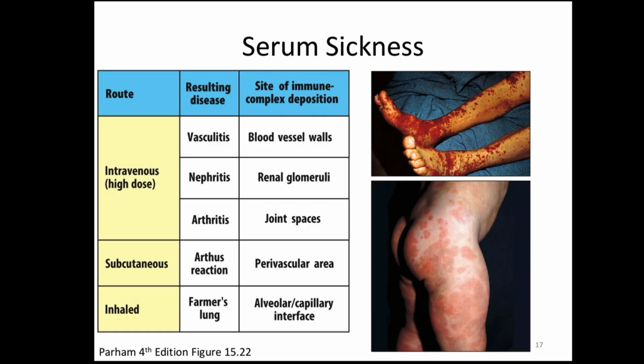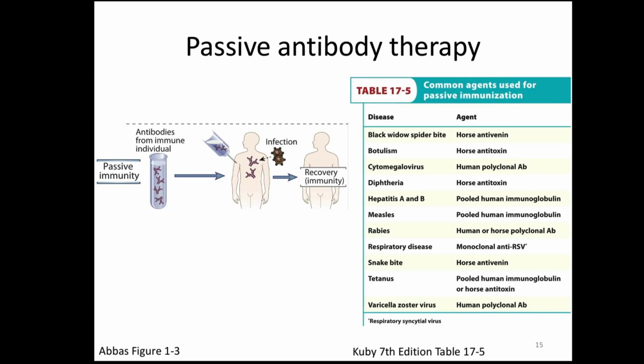Sometimes there'll be deposition in the alveoli that will lead to issues with blood vessels. And so we can see a number of different manifestations of serum sickness. All of these things are issues that are coming from passive antibody therapy, type 3 hypersensitivity response.